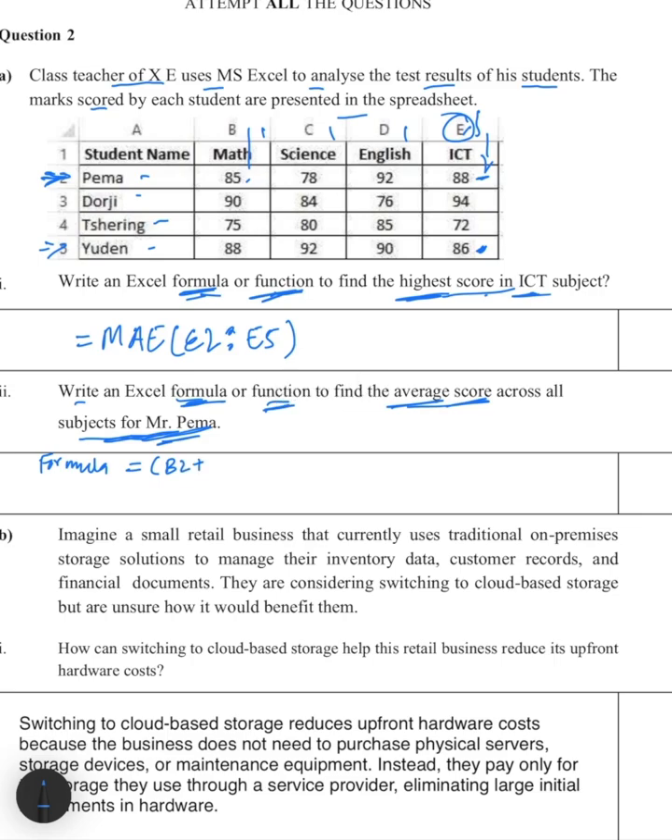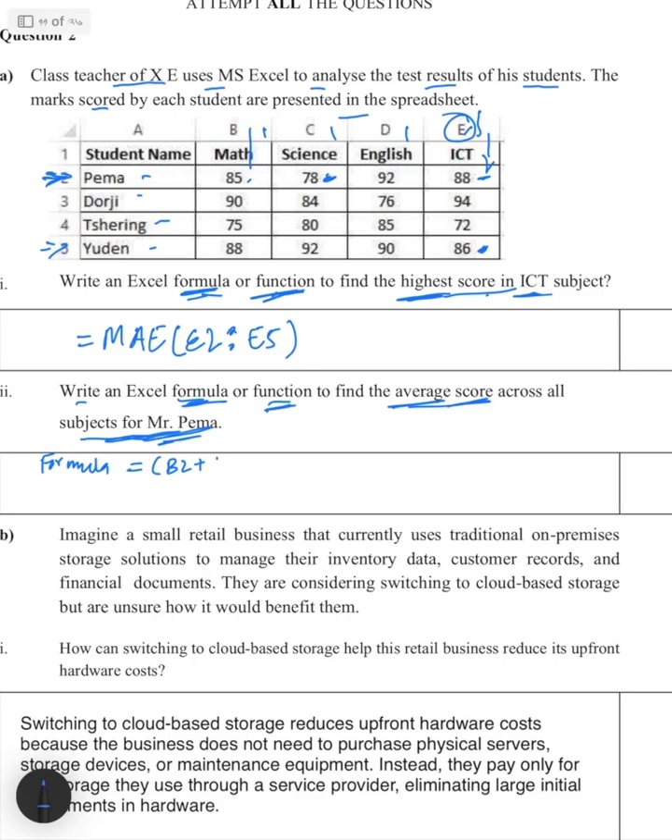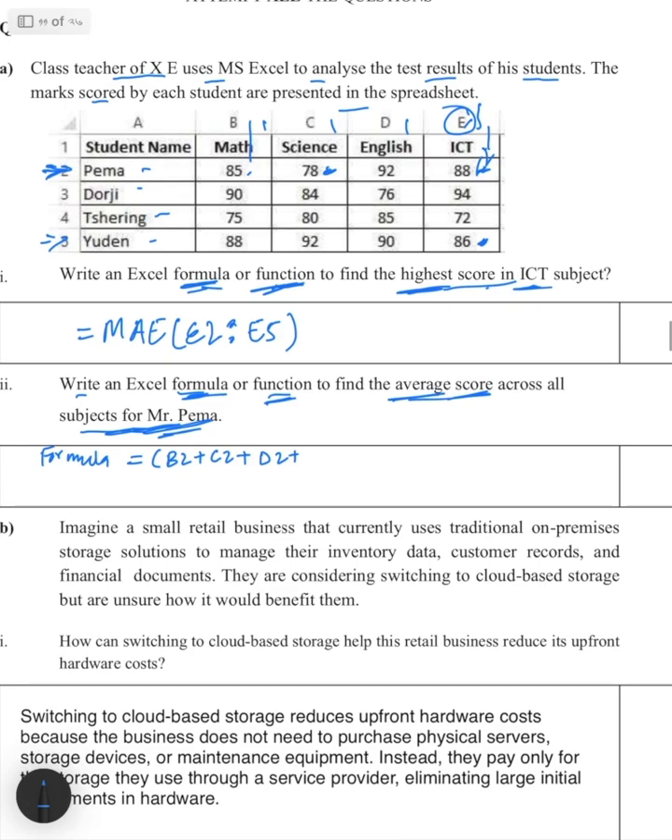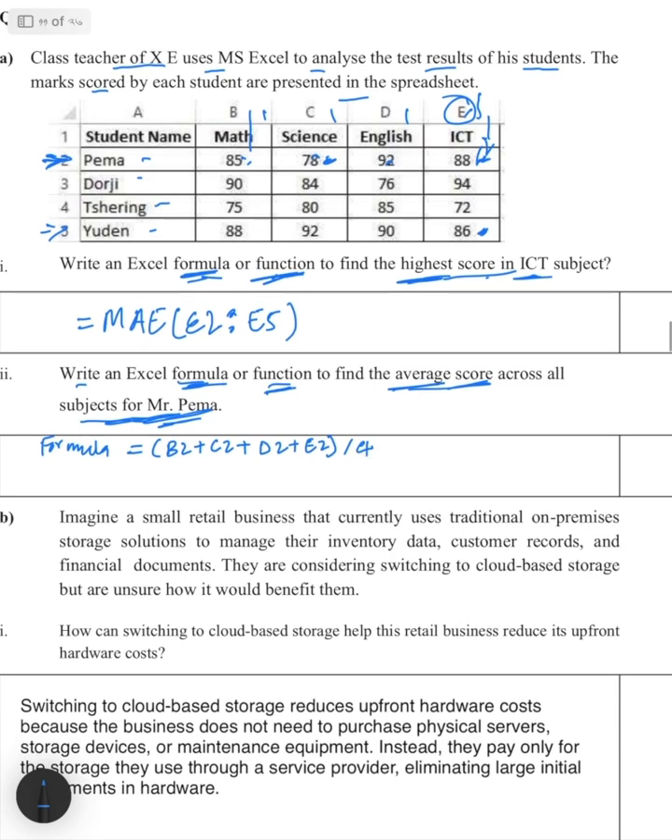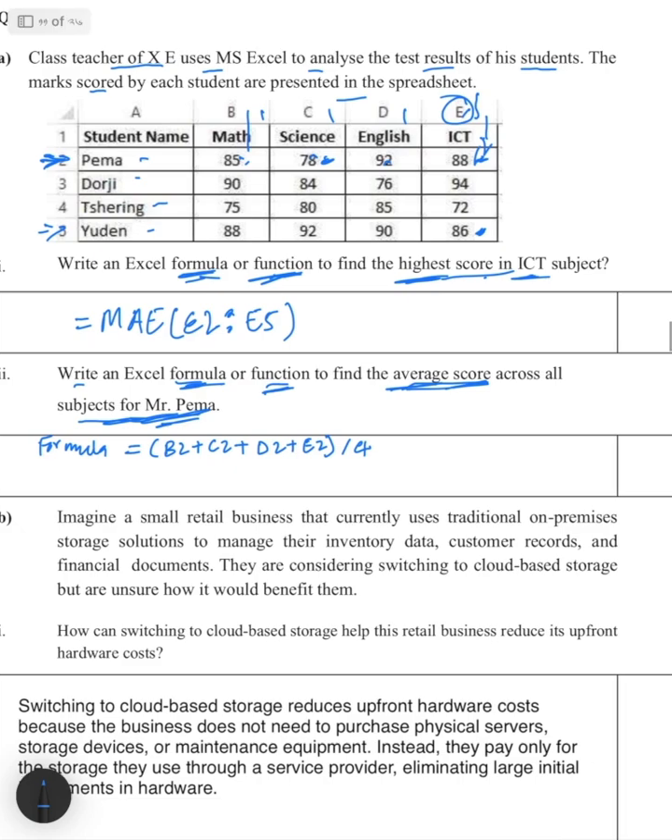plus, then next subject is in C2, B2 plus C2 plus, then English is in D2 plus, then last one ICT is in E2, close the bracket, then divided by how many subjects are there? 1 2 3 4. So divided by 4. So this is calculation of average score of PEMA using formula. The next one is function.